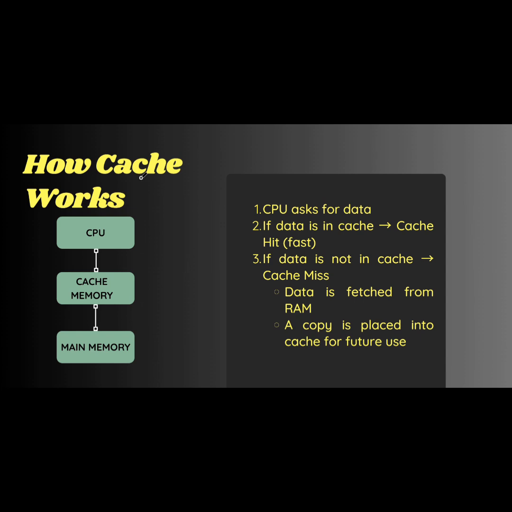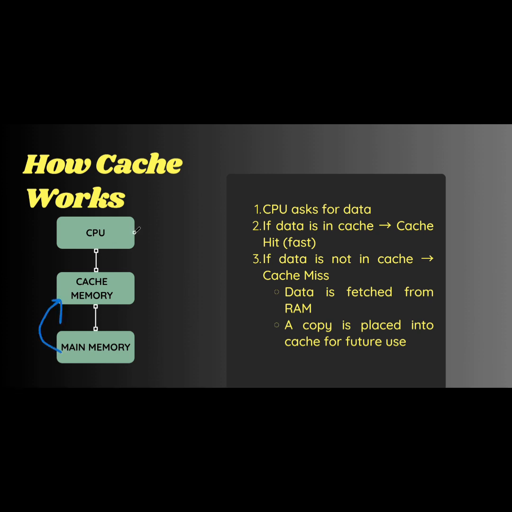Let's see how cache memory works. CPU, cache memory, and main memory. If the CPU wants any data or instruction which is stored in the cache memory, the CPU requests the cache memory. See here, the CPU asks for data. If the data is in the cache, then it is called a cache hit. It is faster. If the data is not in the cache, then it is called a cache miss. The data is fetched from the RAM, the main memory, random access memory.